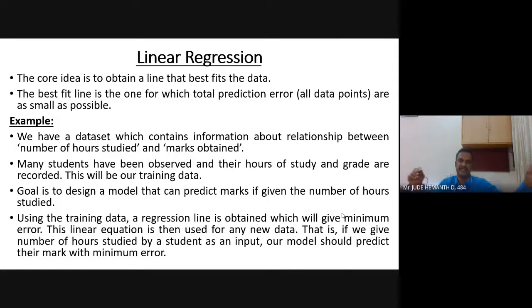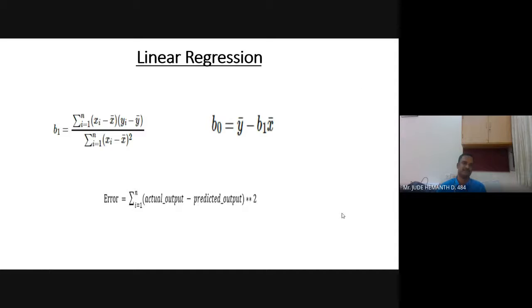If not, some data has been wrongly mismatched or many reasons may be there why we do not get a perfect output. So if we give the number of hours studied by a student as an input, x is equal to the number of hours studied by a student, my model y should predict their mark with minimum error. I cannot say error can be equal to 0, but minimum error, tolerable error. If that is the case, then it is fine.